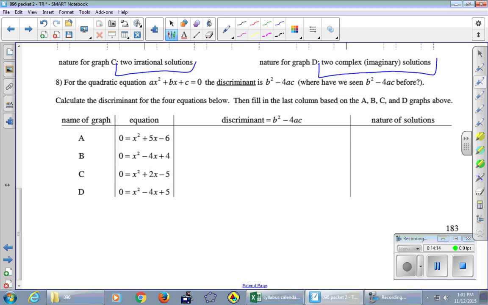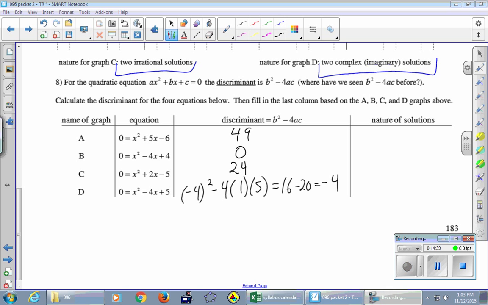Okay, so let's calculate some discriminants here. Graphs A, B, C, and D came from these equations. They were all y equals, but I've changed them to 0 equals. And we're going to calculate b squared minus 4ac. Let's divvy up the work here a little bit. This first table, you guys are doing A. Up here in the front, you're doing B. You guys are doing C. Can you guys just calculate the discriminant for A, B, and C? And then share the answers with us when you're done.